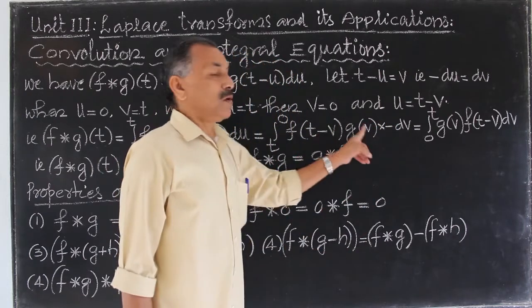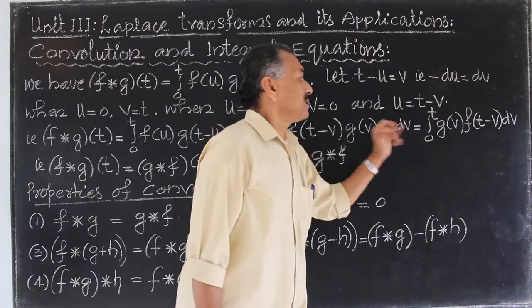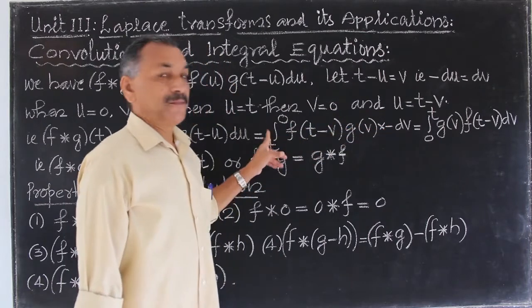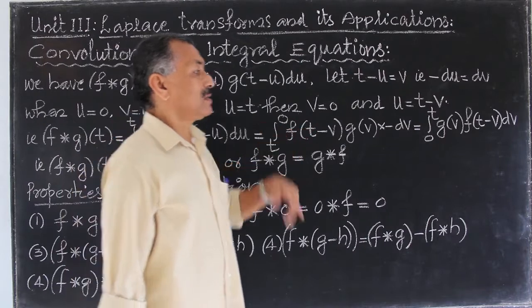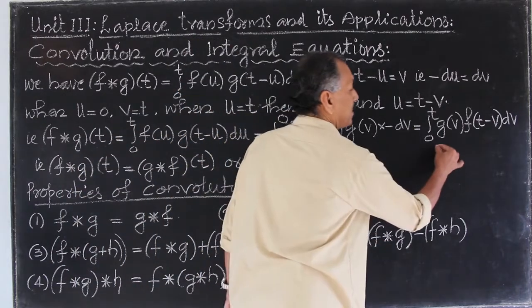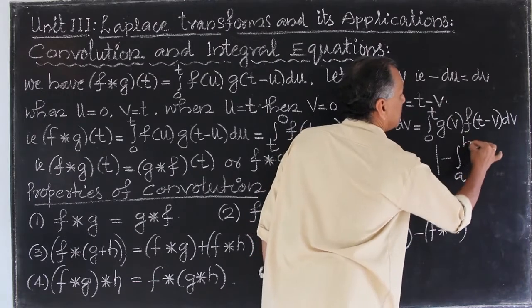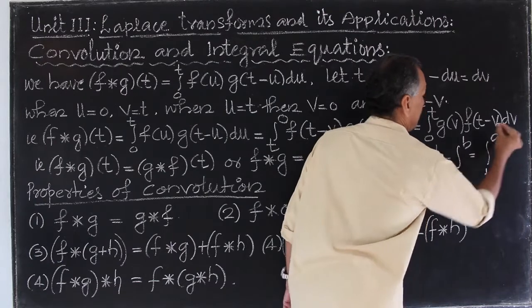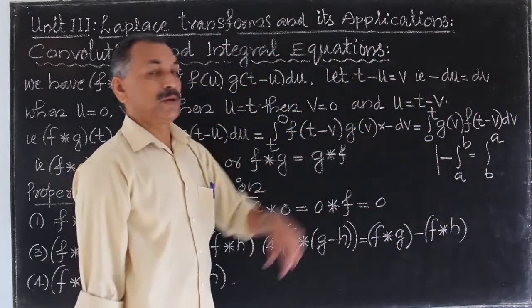f of u, g of t minus u into du. du is equal to minus dv. That is equal to minus outside minus minus integral t to 0. Minus integral t to 0 ഒക്കെ നമുക്ക് ഈ പ്രോപ്പർട്ടി അറിയാം. ഏതാണ്? മൈനസ് ഇന്റഗ്രൽ a to b is equal to ഇന്റഗ്രൽ b to a ആണ്. മൈനസ് ഇന്റഗ്രൽ a to b is equal to ഇന്റഗ്രൽ b to a.